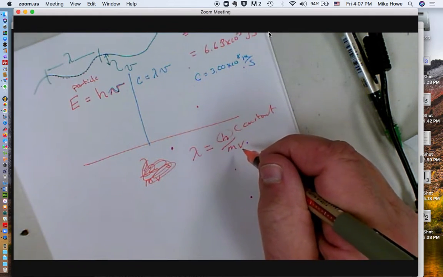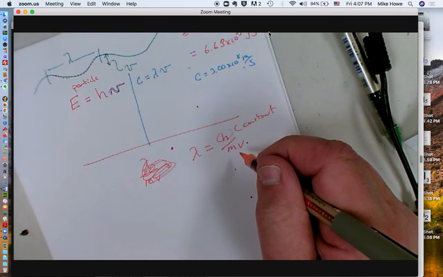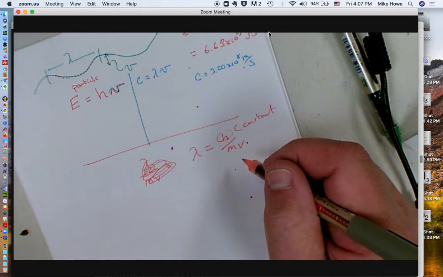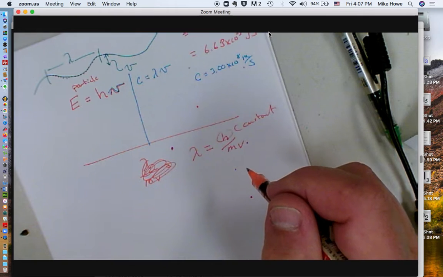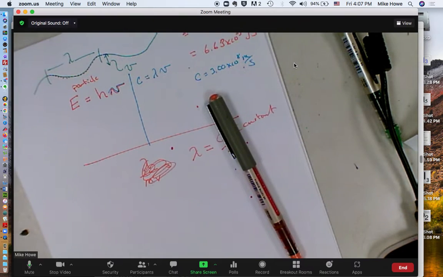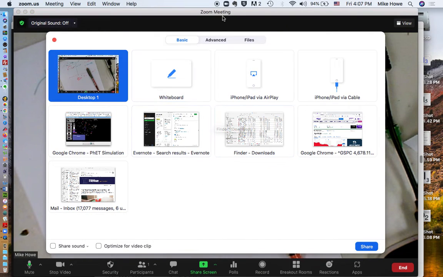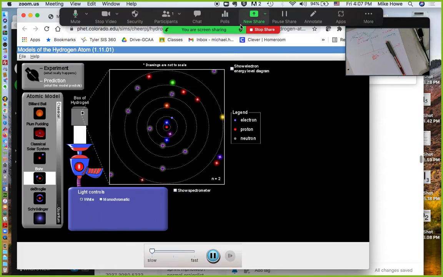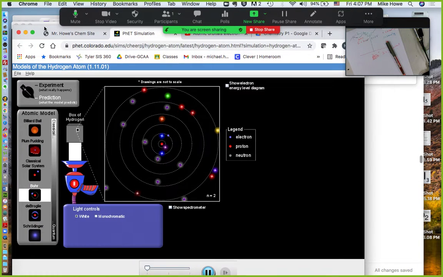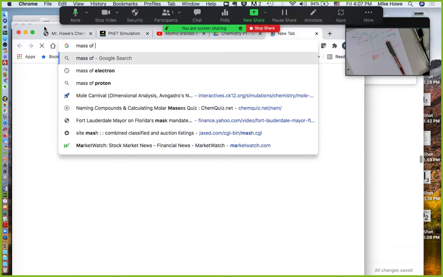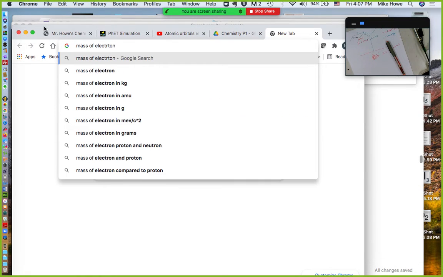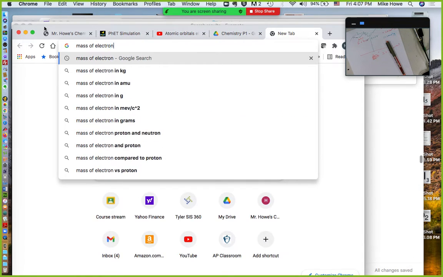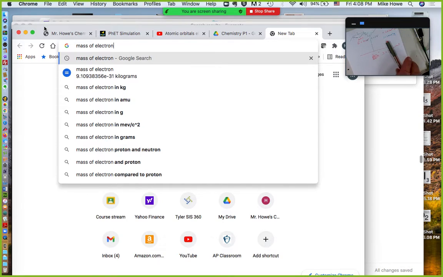Okay, so for us, as we walk down the hallway, we don't notice it. We don't notice a change in direction when they turn on the lights because we're very massive. But electrons are not very massive. So if I zip out here and check out the mass of an electron, let's just see what we find. We'll go to a new tab here on my little computer screen, and we'll do mass of electron. And it's 9.1 times 10 to the negative 31st kilograms.